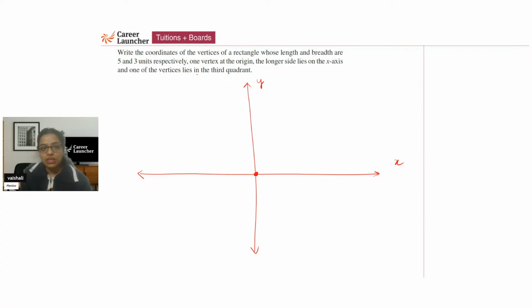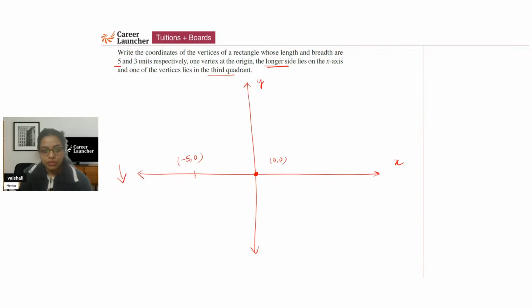One of the vertices is in the third quadrant. Now understand one thing, it is in the third quadrant. So it means my given rectangle should be somewhere in my third quadrant itself because one of the vertices is in the third quadrant. Now what is the longer side? 5 units. So it means the longer side is on the x-axis. So if this is 0 comma 0, I need to go back 5 units. So this is going to be minus 5 comma 0.